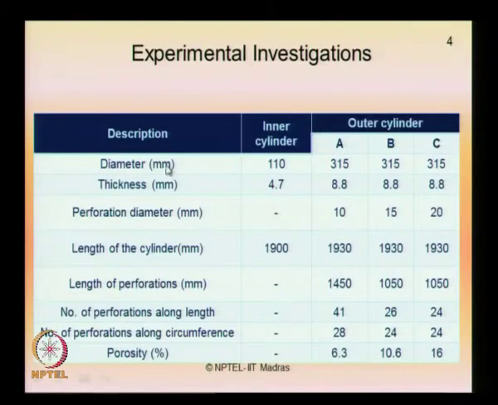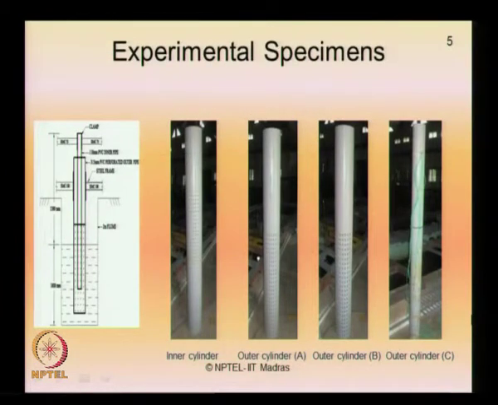The thickness, perforation diameter, length of the cylinder and length of perforations are all explained in this table. So now we have 3 cylinders, outer cover A, B, C configurations covering the inner cylinder with different perforation or porosity ratios. The test specimens look like this. You can see here this is an outer cylinder A, B and C, and the inner cylinder has no porosity or no pores.